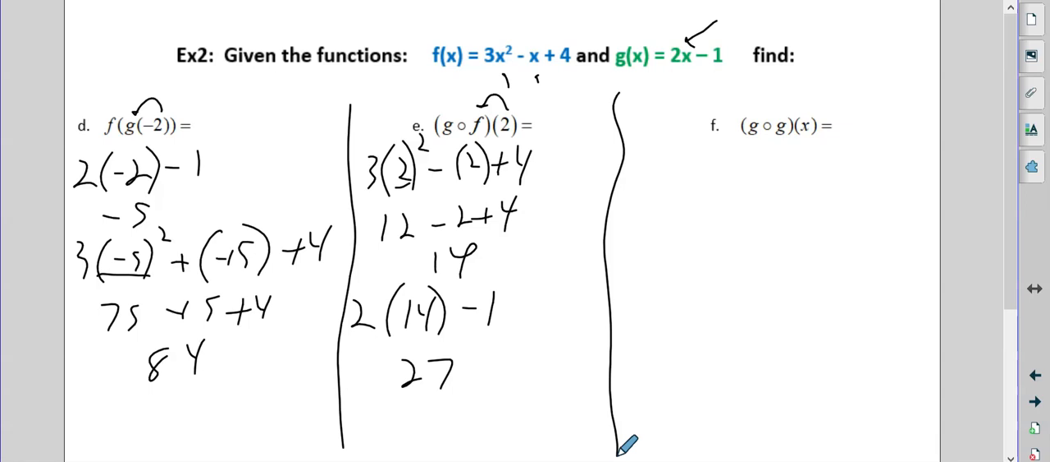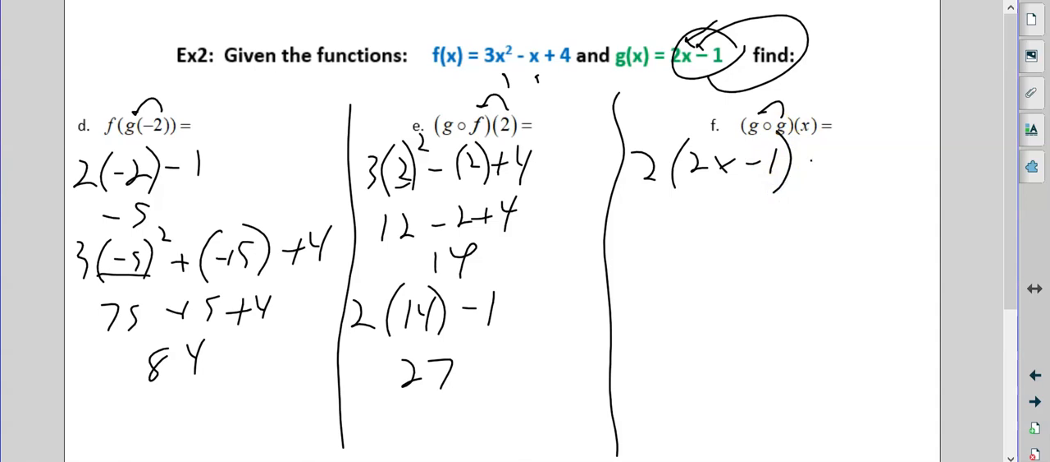Now this is an interesting one. We're going to plug G into itself. So this is going to get plugged in right back here. 2 times 2x minus 1 minus 1. So that's going to give me 4x minus 2 minus 1. So simply 4x minus 3.